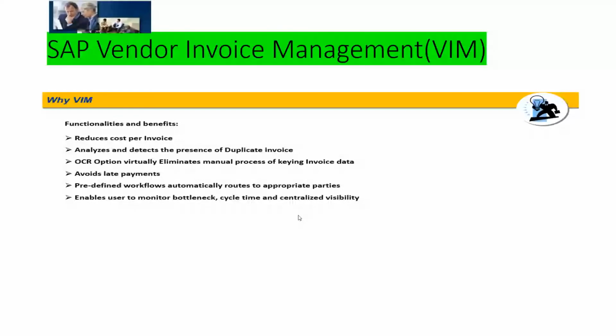So with vendor invoice management, if we are using VIM, in the background it is also calling this FB60 or MIRO, in case of non-PO and PO invoice.